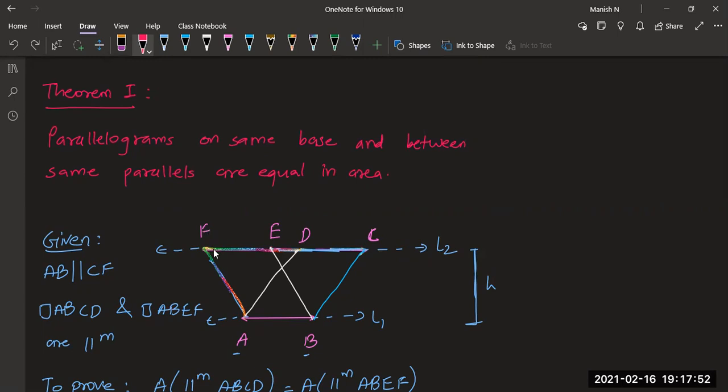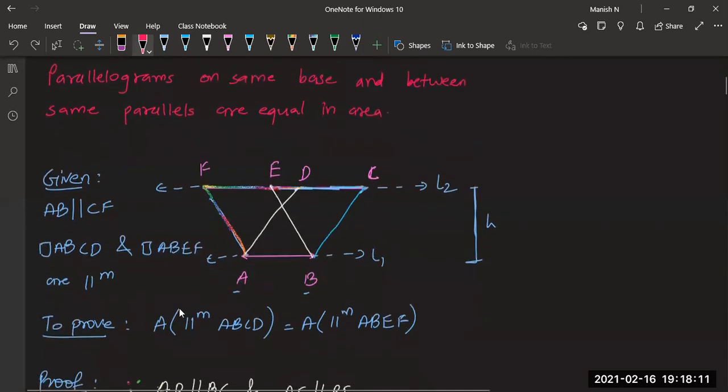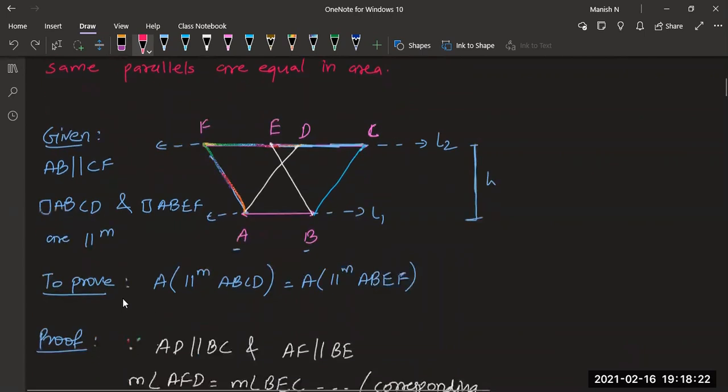So these parallelograms are between same parallels, which implies that they have the same height. And we are also saying that they have the same base AB. AB is used to draw both of these parallelograms, ABCD and ABEF. So now what we have to prove is that the areas of both these parallelograms are equal. We have to prove that ABCD and ABEF have the same area.